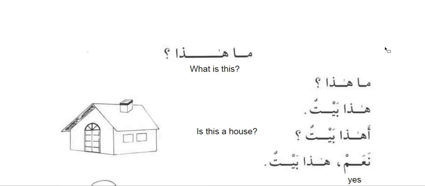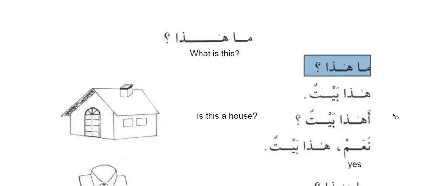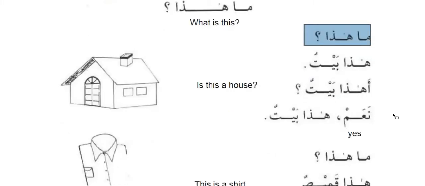If you want to ask a question, you put the word ma. And you say, ma, what? Hada, this. What is this? Ma hada, what is this? And you ask the question, and the person would respond, looking at the picture here, hada baytun. هذا بيت. This is a house.